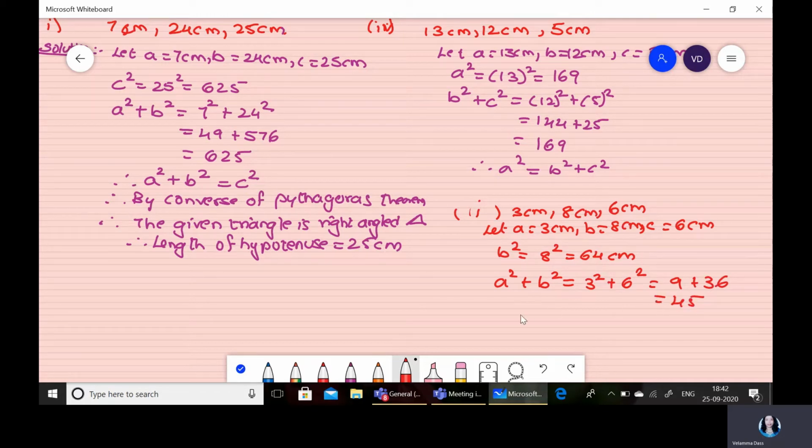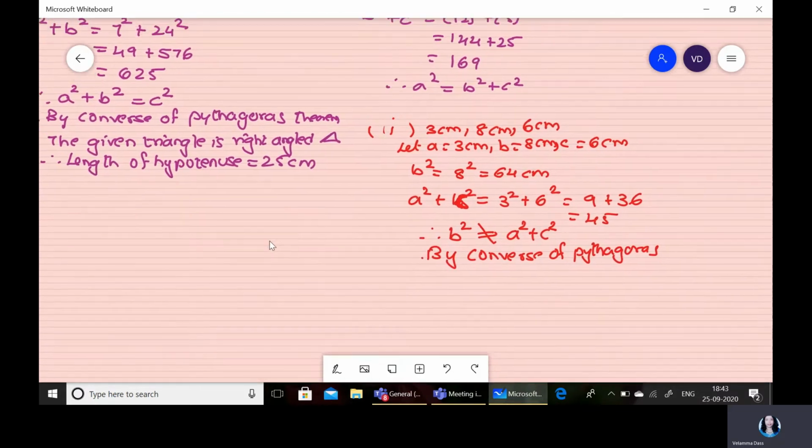Now here you observe very clearly. Okay, sorry, I had taken this as a square plus c square. Therefore, we find that b square, that is the bigger side square, that is 8 square, is not equal to a square plus c square. Can you see b square is not equal to a square plus c square? Therefore, by converse of Pythagoras theorem, we find that the given triangle is not a right angle triangle.